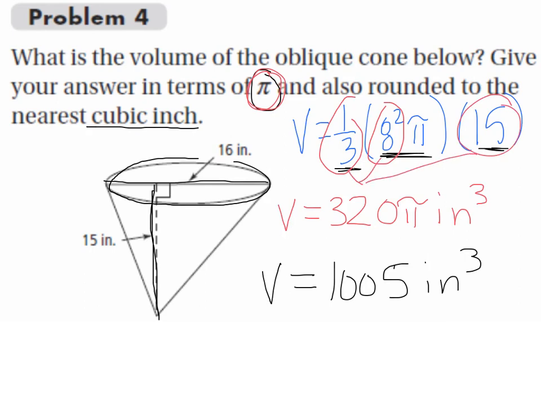That's how you get the 320. And I still have my pi left over. So 320 pi inches cubed. And then if you want the nearest whole number, 320 times 3.14 would be rounded to 1,005 inches cubed.